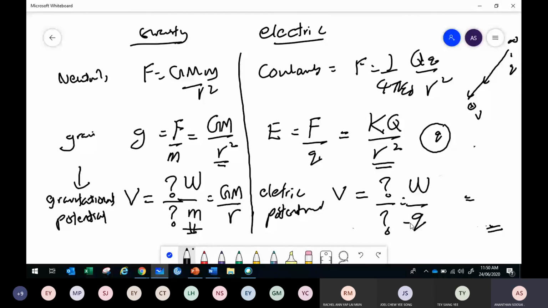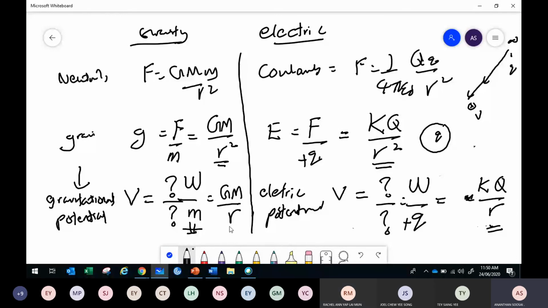You must say positive test charge. In all the definitions in electric, we use positive test charge. Electric potential is the work done to bring a unit positive test charge from infinity to that point. So what do you think the formula could be? Gm over R, so now we're going to have what? KQ over R. Yes, this is the formula.